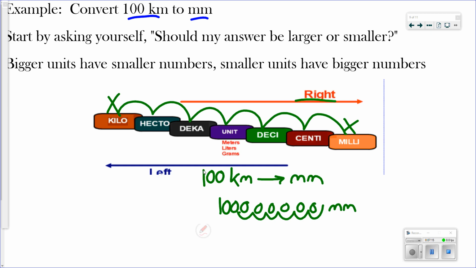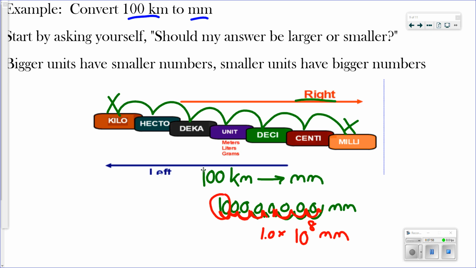I want to put this in scientific notation, so I put that decimal back and I count how many places I need to go to turn this number back into 1. And I went 1, 2, 3, 4, 5, 6, 7, 8 places. So I have 1 times 10 to the 8th millimeters. And whatever these two numbers are, those are the numbers that appear in front here. So I can rewrite this as 1.0 times 10 to the 8th. And that's the stair-step method.